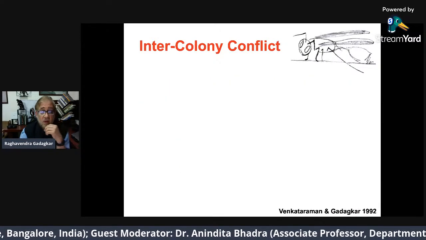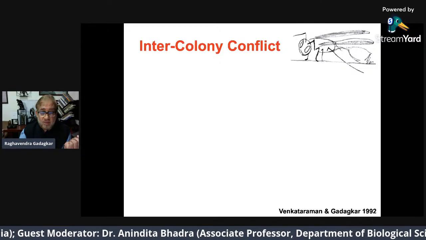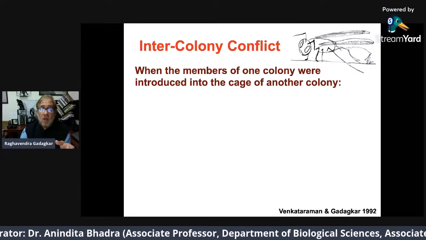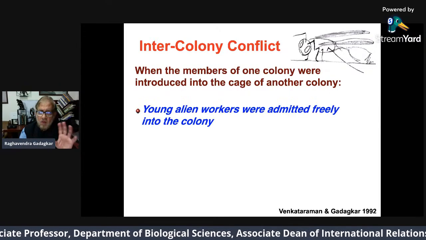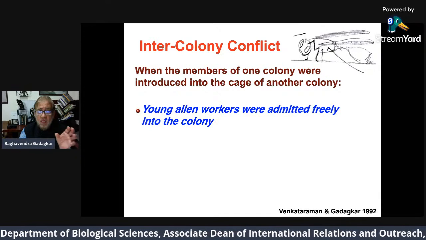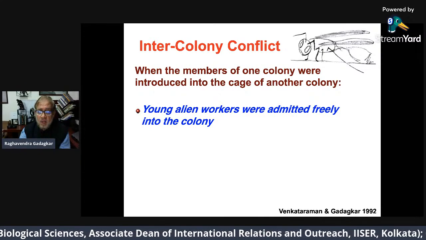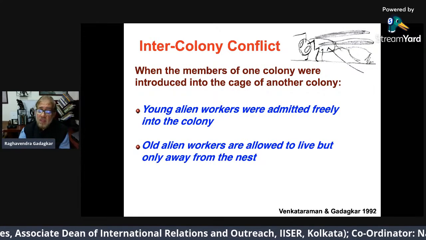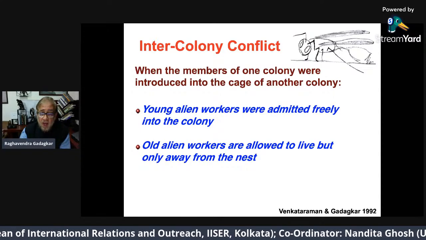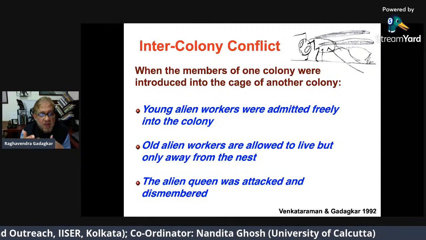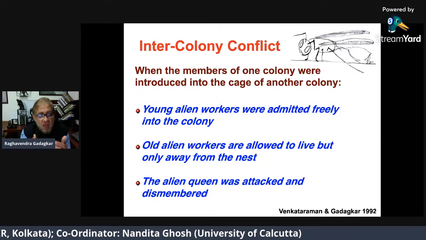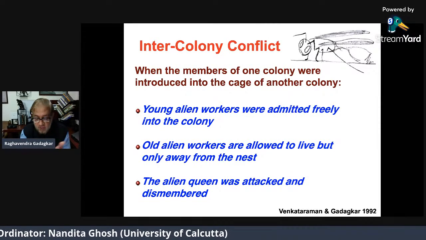But there is a lot of conflict between colonies. When members of one colony are introduced into the cage of another colony, then there's a lot of conflict. But the conflict is very nuanced. Young alien workers are admitted into the colony. Old alien workers are allowed to live but away from the nest. And the alien queen is actually killed. In other words, they have a very nuanced, sophisticated way of showing aggression even to outsiders.